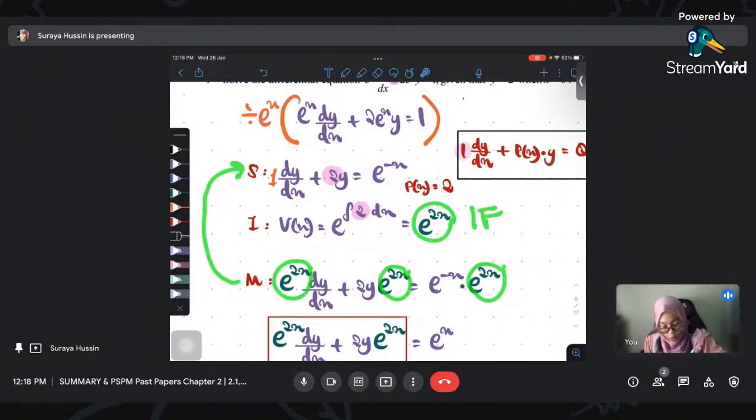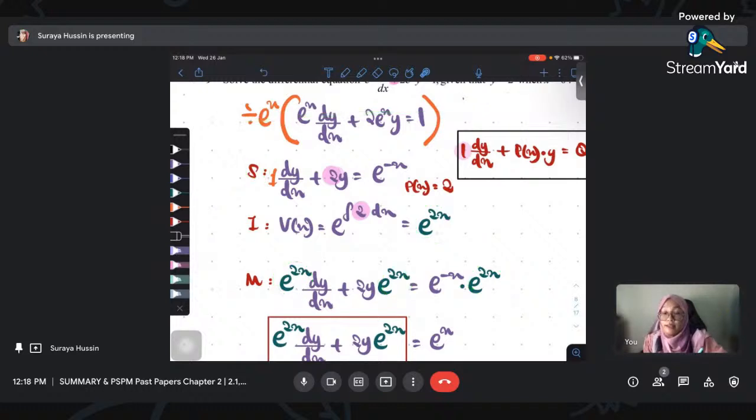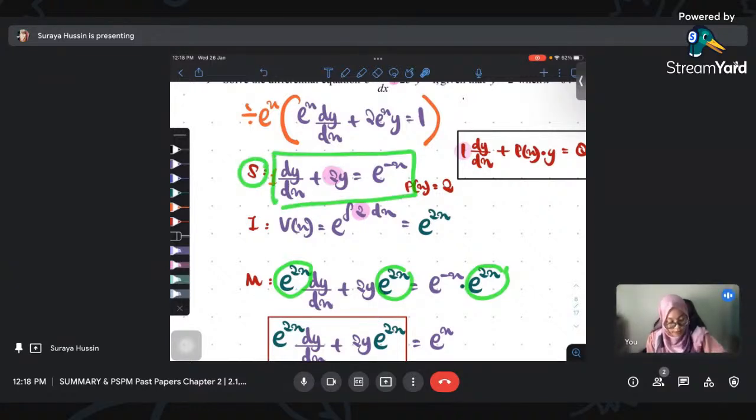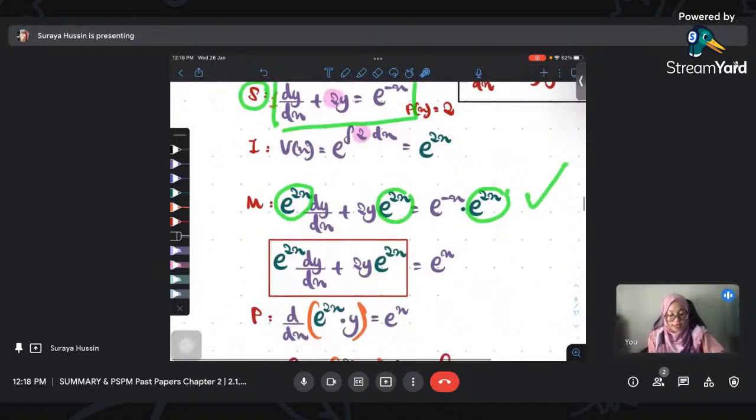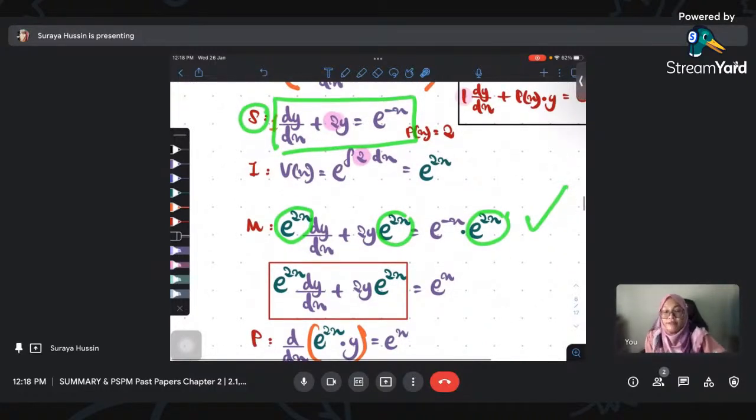As I said, lupakan original, lupakan. Lupakan original equation, but always refer the simplified one. Okay, sebab yang ini yang hanya perlu kamu pakai. Okay, so darabkan integrating factor kamu dengan simplified version ni. And you will get this. Okay, clear ya? Boleh faham ya?